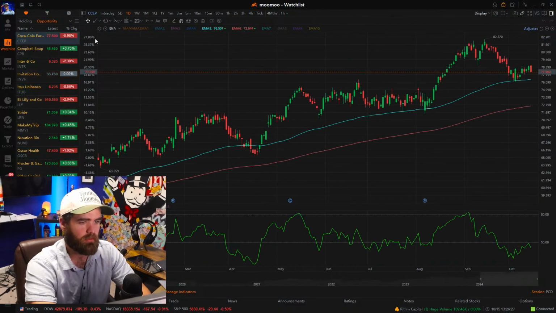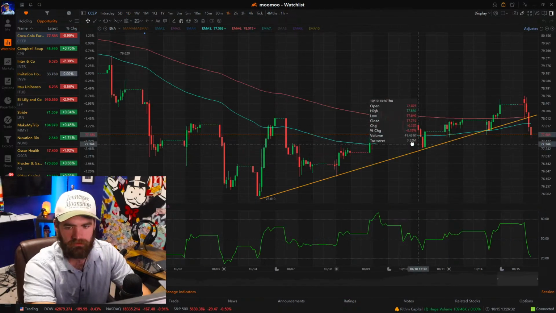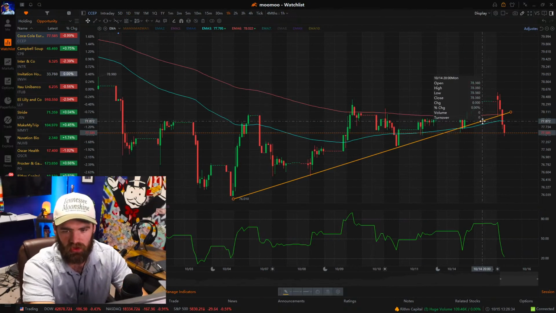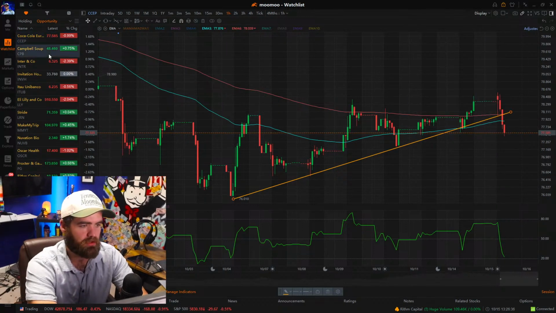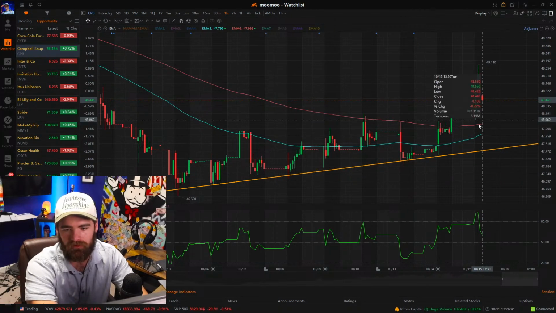And then opportunity wise, I mean, like this CCEP kind of starting to go a little south here. You can see it dip down below the moving average lines. CPB stock has popped up, done very, very well.